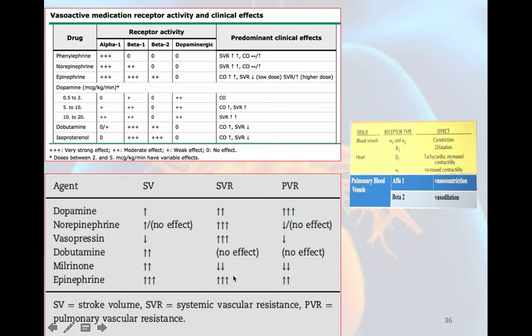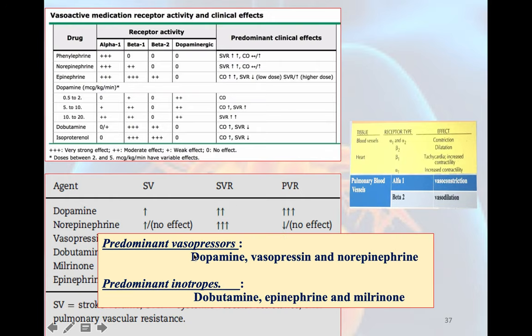So the systemic vascular resistance increases, and the pulmonary vascular resistance also increases, but less than the systemic. So there will be a left-to-right shunt, and it can be used in cases of pulmonary hypertension with systemic hypotension, especially in case of sepsis. So this is just a summary of what we said about the drugs. The predominant vasopressors are dopamine, vasopressin, and norepinephrine, while the predominant inotropes will be dobutamine, epinephrine, and milrinone. So take this into consideration.